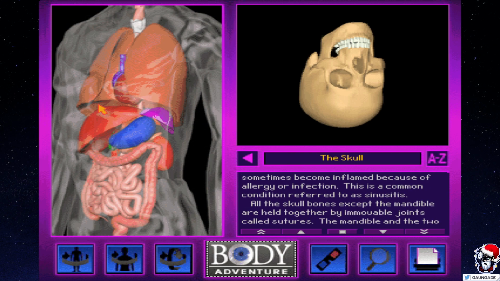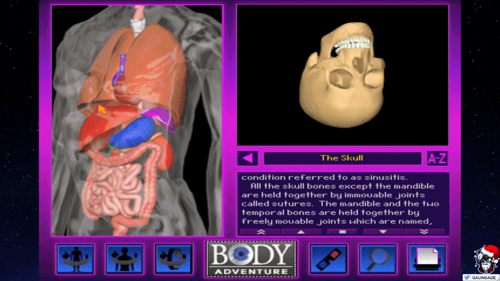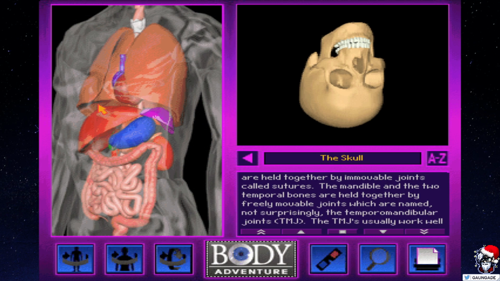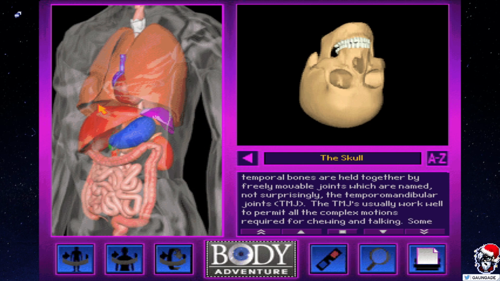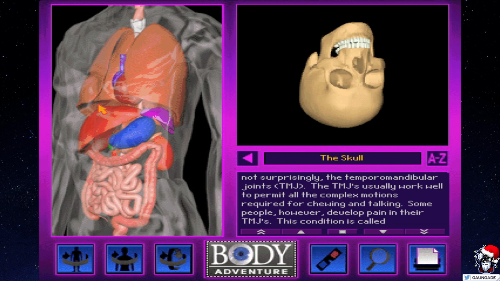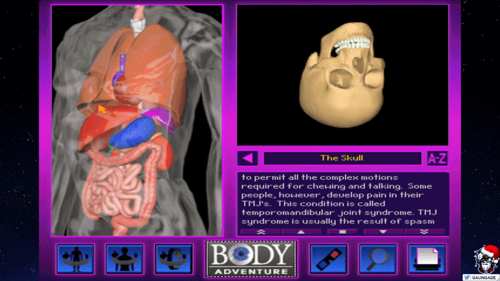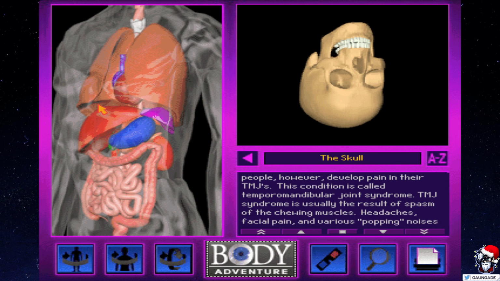All the skull bones, except the mandible, are held together by immovable joints called sutures. The mandible and the 2 temporal bones are held together by freely movable joints, which are named, not surprisingly, the temporomandibular joints, TMJ. The TMJs usually work well to permit all the complex motions required for chewing and talking. Some people, however, develop pain in their TMJs. This condition is called temporomandibular joint syndrome.